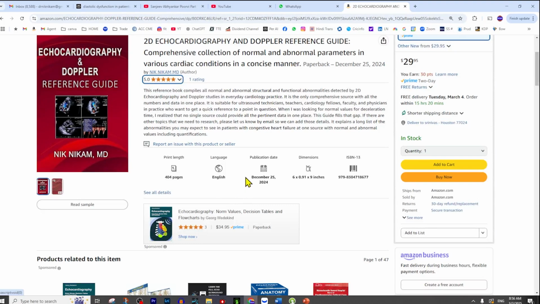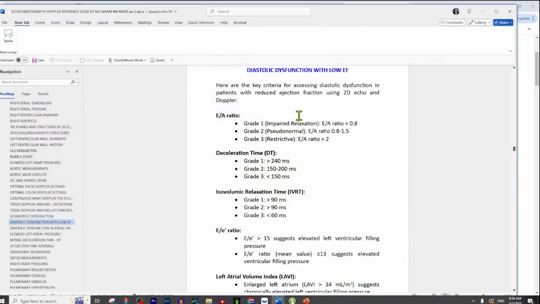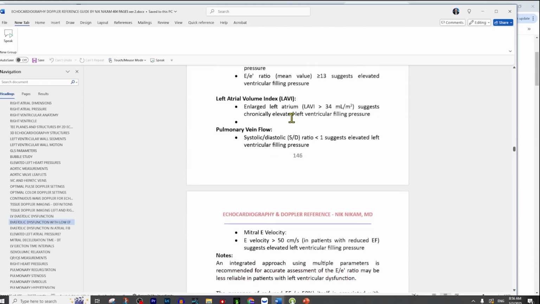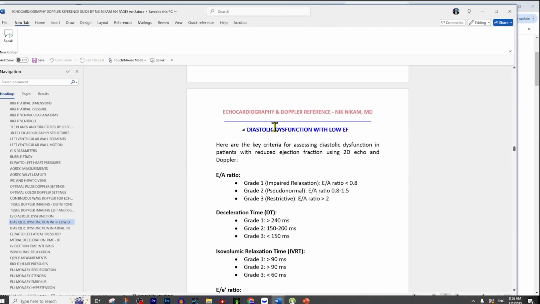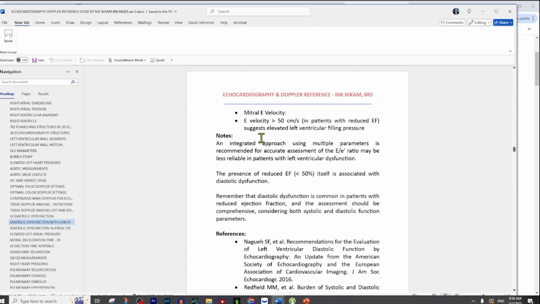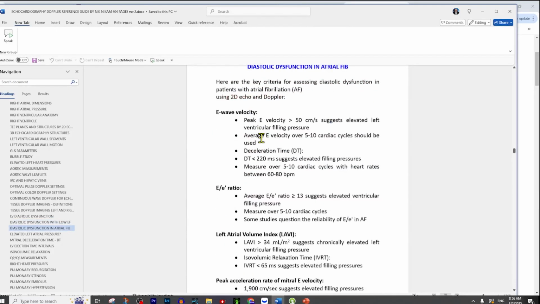Keeping that in mind, I'm going to walk you through a couple of chapters on atrial fibrillation and also patients with low ejection fractions. So let's start off with patients with atrial fibrillation. So here is my actual book, which is, of course, in Word format, where it was put on Amazon.com, the chapter on diastolic dysfunction, low ejection fraction. This is exactly what you would see if you buy this book, and it shows you all the numbers. And let's start off with atrial fibrillation.